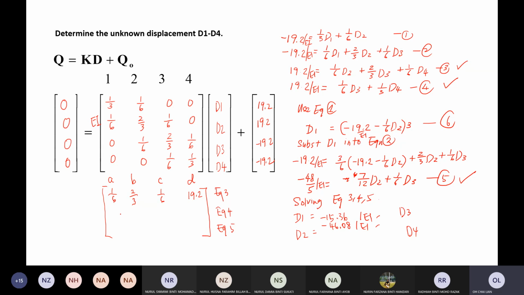Maybe we can continue to check. Equation 4, we don't have D2, but we have D3 and D4, and we have 19.2 again. For equation 5, we have D2 and D3, but we don't have D4. Then we have negative 48.5. Can you check again?